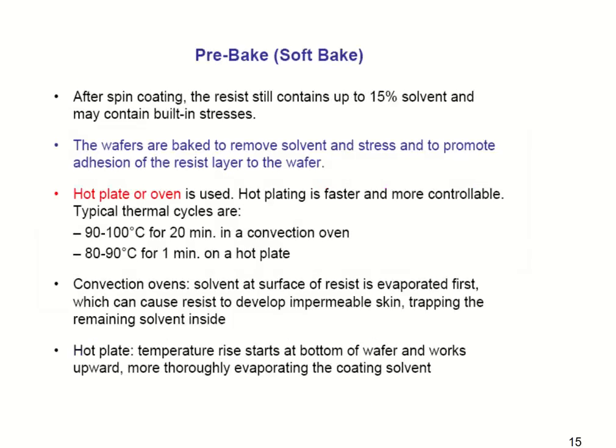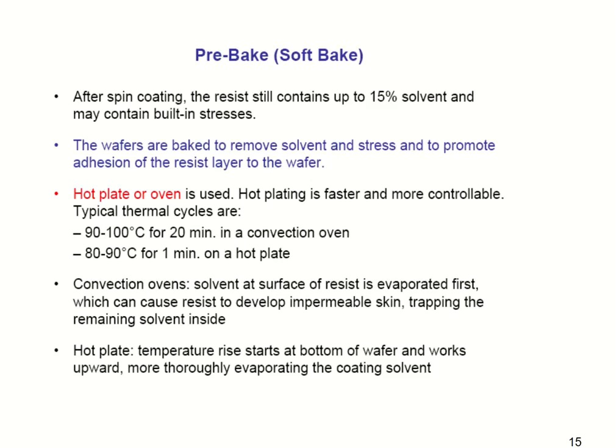Okay, so soft bake, again the pre-bake, is the procedure where you remove the solvent. After spin coating, the resist still contains up to 15% solvent, and it may contain built-in stresses. So you want to contain only one material. If you have multiple materials, that eventually causes stresses in the structure. Because its role as a solvent is over, you want to remove the solvent. So the wafer is baked to remove solvent and stress and also to promote adhesion of the resist layer to the wafer.